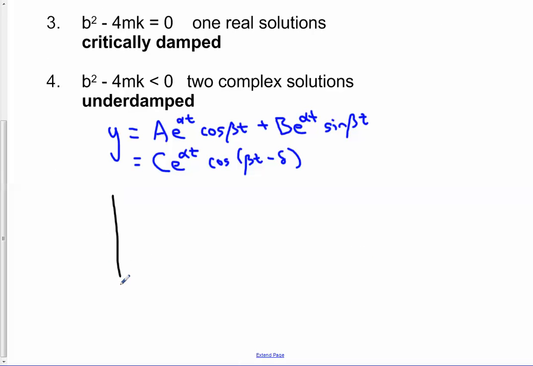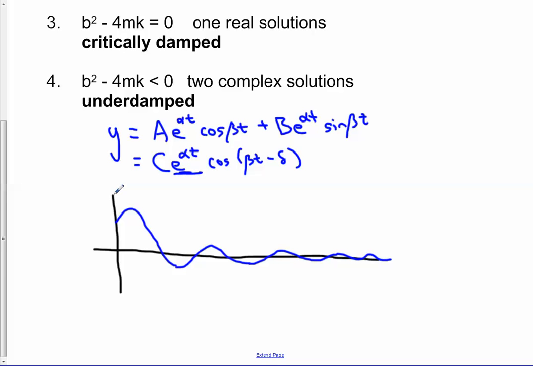And what this will look like, as we saw before, is it will oscillate because we do now have a trig function. We have the cosine. But unlike the undamped case where it just oscillates forever, this oscillation will die down over time because of the exponential. That exponential is sort of forcing these oscillations to die out. And that's what we get.